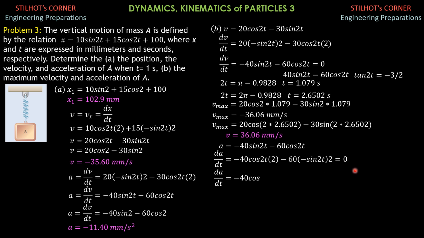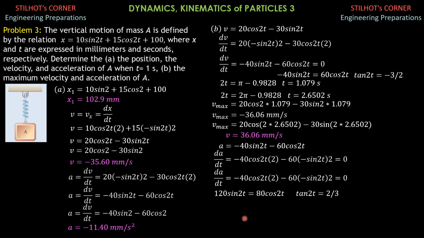So dA dt is equal to negative 40 cosine 2t minus 60 times negative sine 2t times 2 equals 0. So it's the same. So 120 sine of 2t, this is positive, 120 sine 2t equals 80 cosine 2t. So tangent of 2t equals 80 over 120, or 2/3.